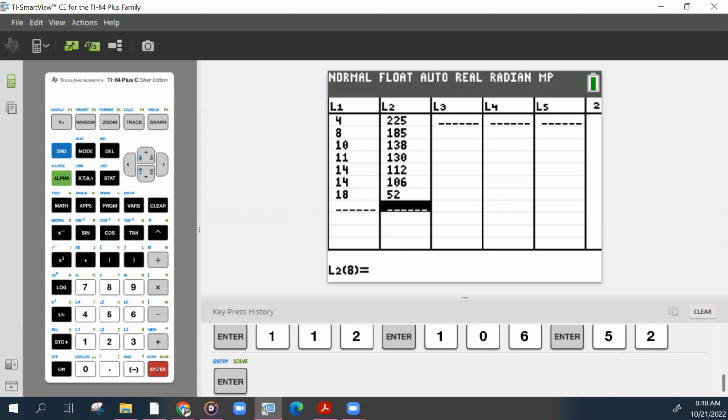Some of you don't have your calculators for practicing this. You definitely need to go grab it. Help each other out.